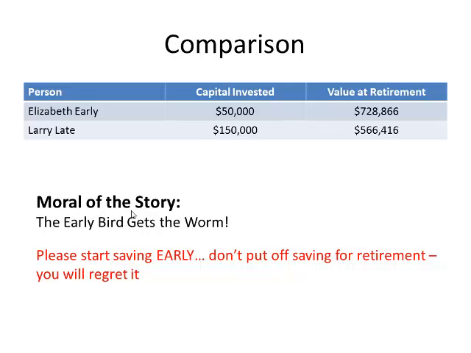Elizabeth is going to end up with $162,000 more than Larry. So the moral of the story is the early bird gets the worm. By saving early, Elizabeth ends up with far more money when she comes to retire than Larry does. And so my plea to you, one of the big things I want you to take away from the course, is please start saving early.